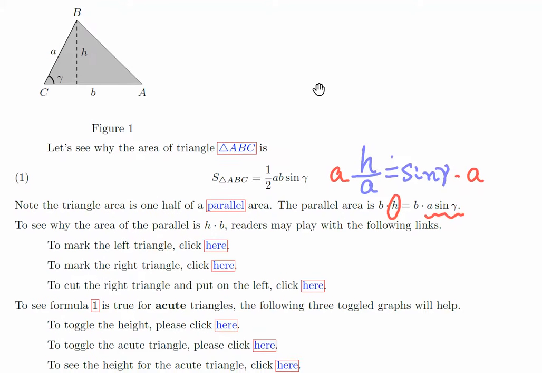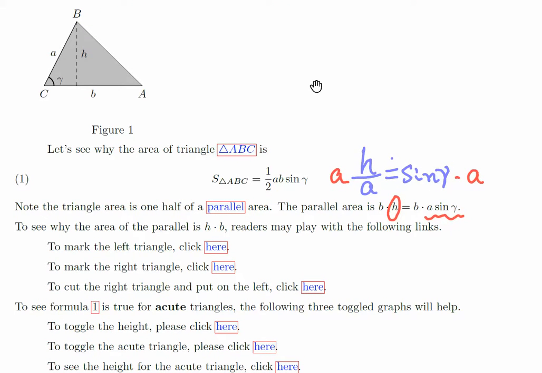So that's why that's the case. Now, here this triangle is an acute triangle. Is this really true for the obtuse triangle? How does it look for the obtuse? Here, let's take out this acute triangle.